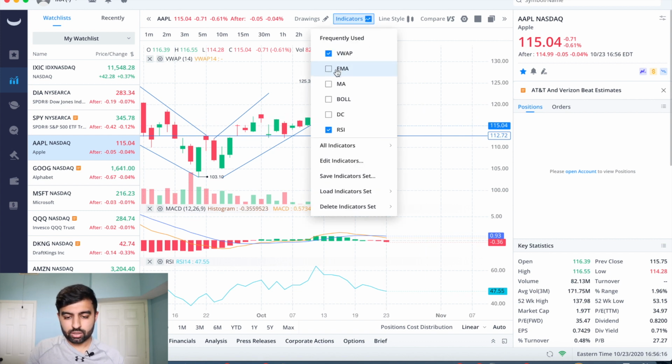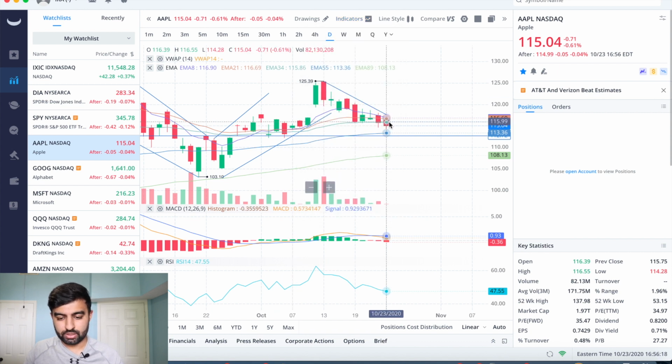So taking a look at our indicators, what we see is the 8 EMA comes in at 116.90. Again, I've said this, I would love to see it capture that 8 EMA. The next one is at 116.69, the 21 EMA. The 34 EMA is 115.86, and then the 55 EMA is all the way down at 113.36. So we've got support at the 55 EMA, 113.36, and the 113s that we've talked about holding up as support.